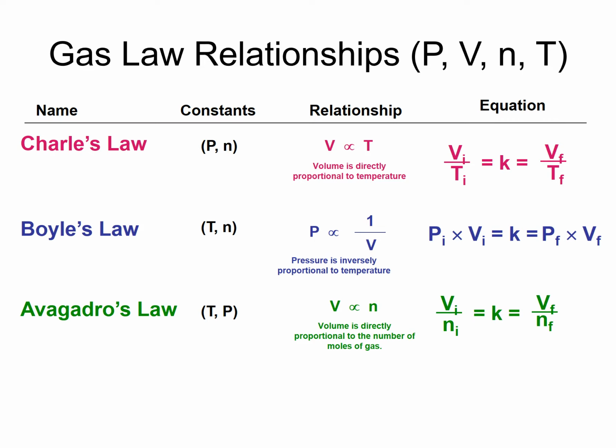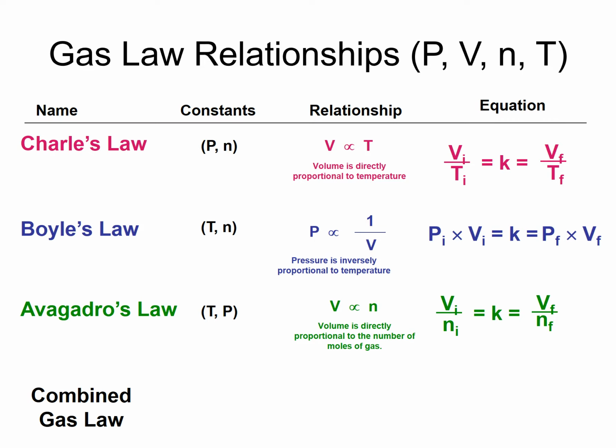Mathematically, we can work problems using this relationship, as the volume to number of moles ratio should be held constant throughout the problem. And again, we calculate that constant at one point in the problem, and then we can use that constant in later parts of the problem.